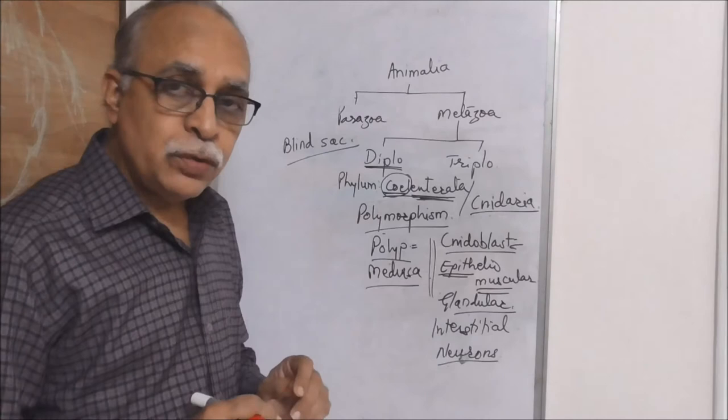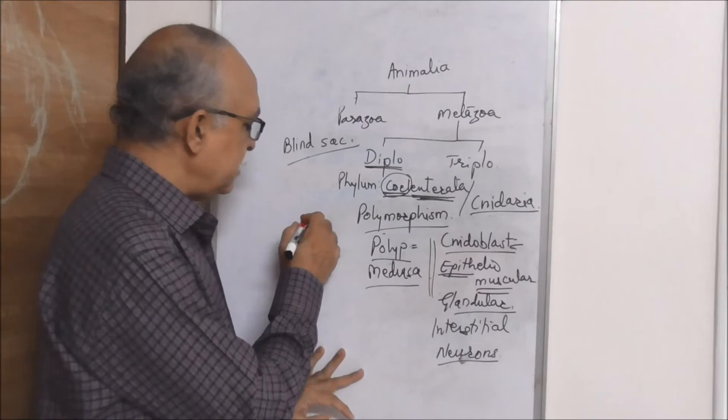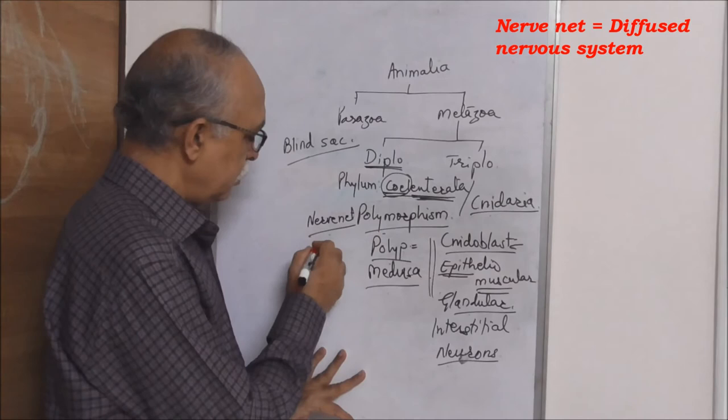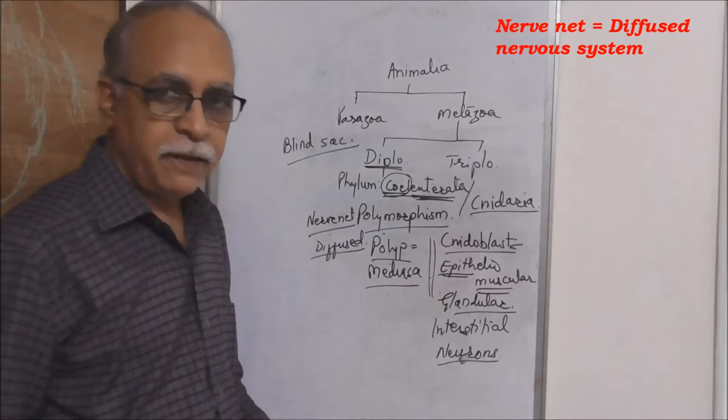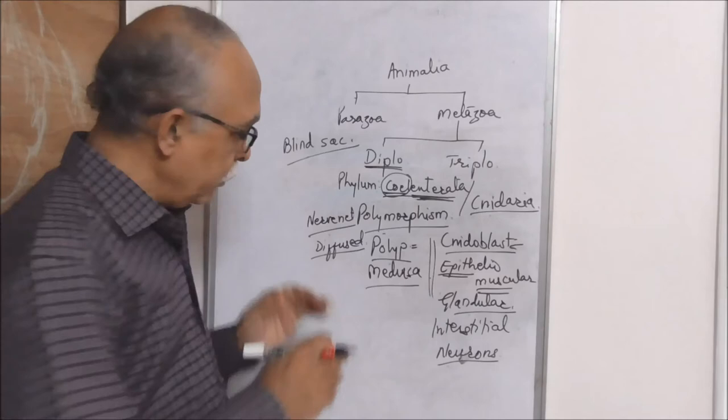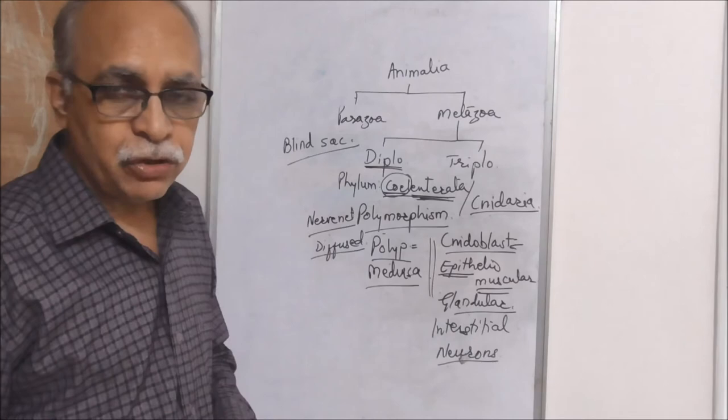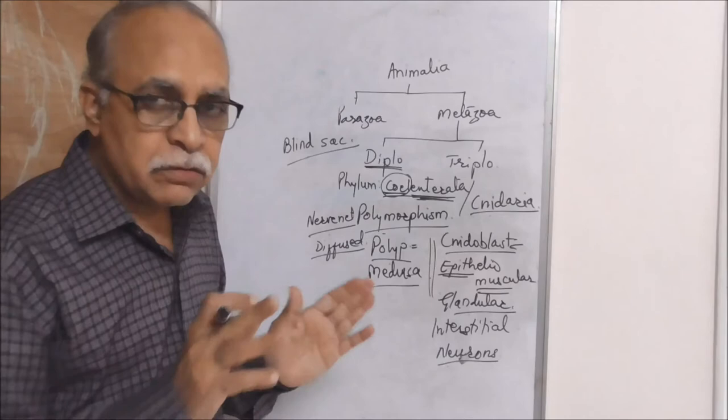Now, for the first time, you see something which could be identified as a nervous system. And that nervous system is nothing but a nerve net. It's also named a diffuse nervous system. Scattered neurons are there, which are all interconnected to form a net that functions as the nervous system. So nerve net or diffuse nervous system is a characteristic feature. About locomotion, if it's a polyp, locomotion is absent. Medusae would be free swimming.